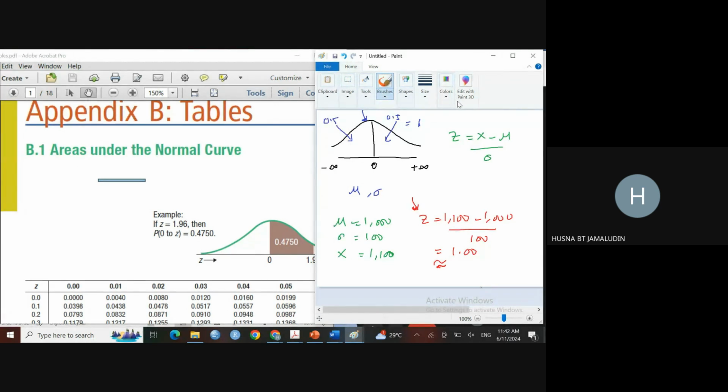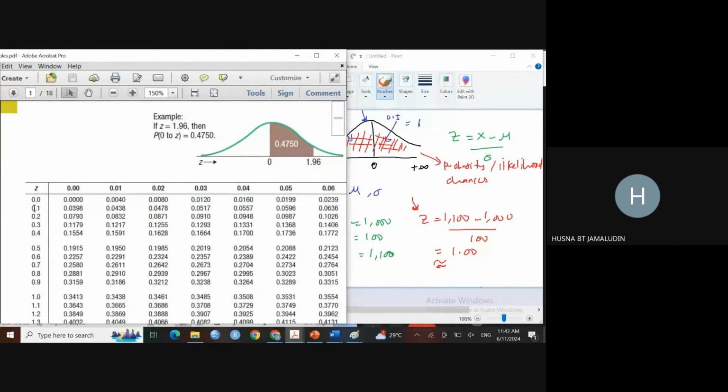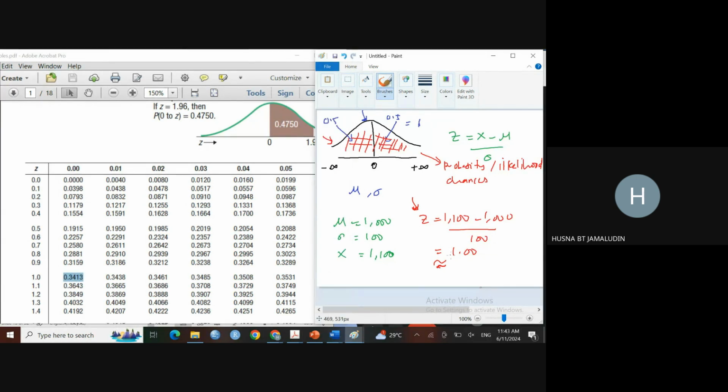Just to let you know, this is your normal curve, and the area under the normal curve is called probability, or what we call likelihood, or chances. Remember, probability is just the chance of something to happen. So the area under your normal curve is your probability. Now you already know that your Z equals 1.00. Make sure you don't look at this value, 0.1. No, yours is actually 1.0. 1.00 is this one, and the value is 0.3413. So your probability is 0.3413.